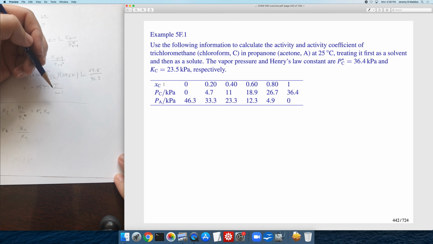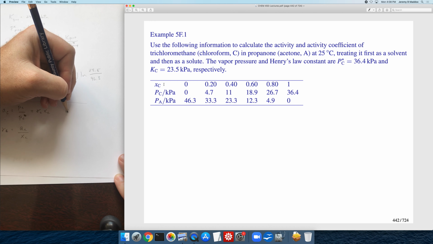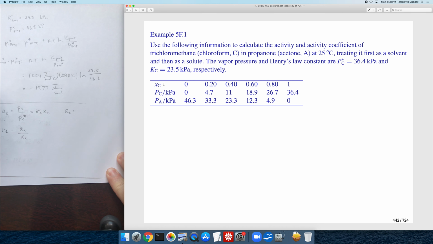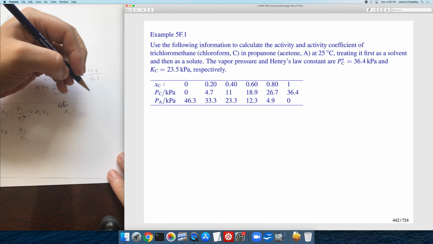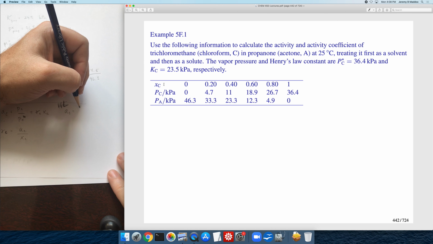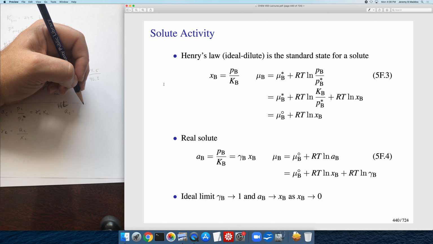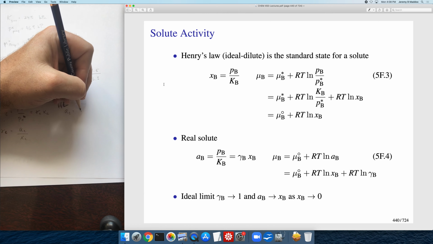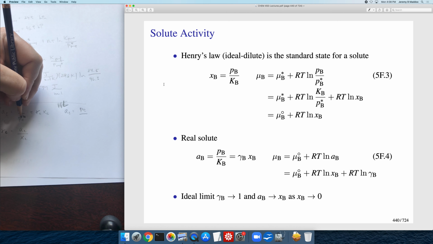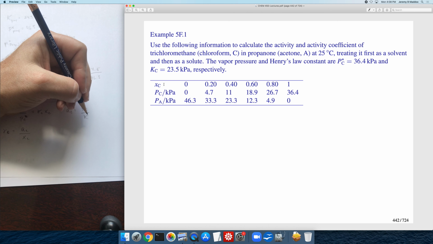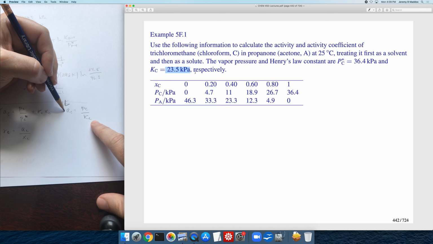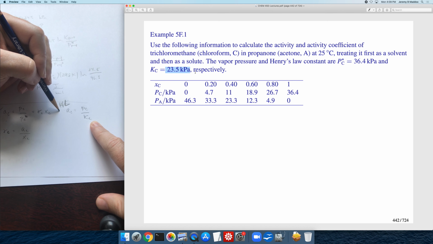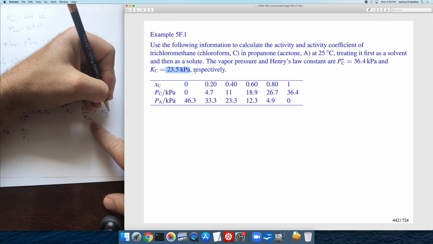For the Henry's law, what you would do, so this is Raoult's law over here. Henry's law would be taking the activity to be, let's see, just make sure I don't mess it up here. We would use the vapor pressure of chloroform. Instead of dividing by the pure component's vapor pressure, you divide it by the Henry's law constant. So this would be the activity treating chloroform as the solute. And again, that's equal to gamma C XC.